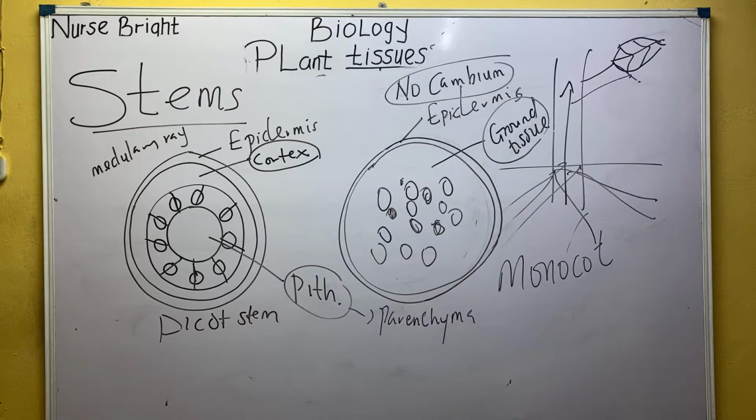But in monocot roots, there is no cambium. Just take note of that. So that is for that. The same applies in the monocot stem.